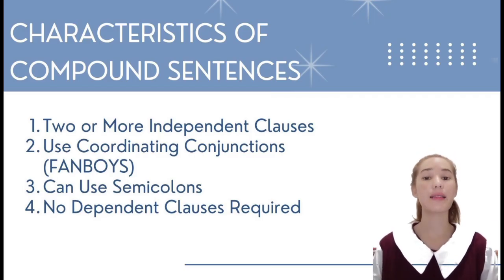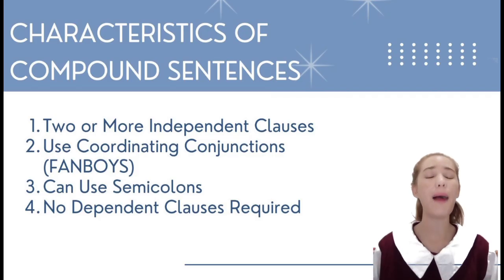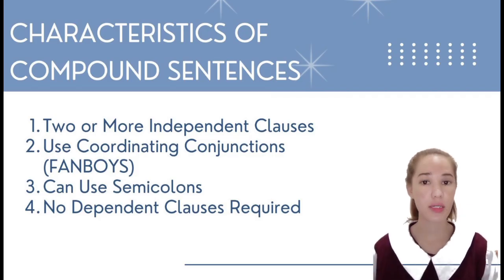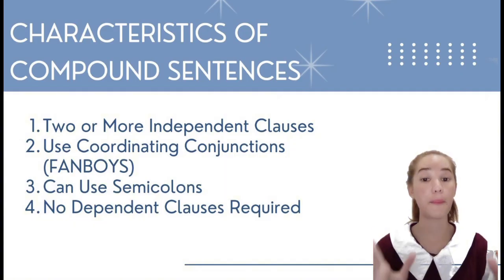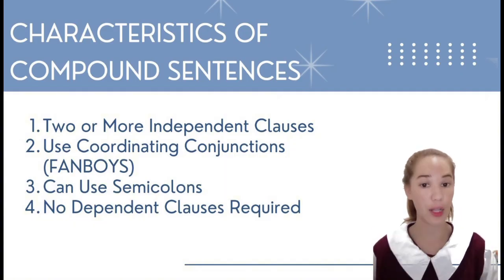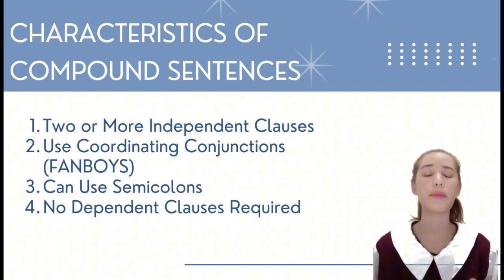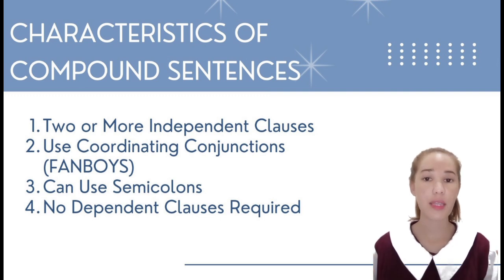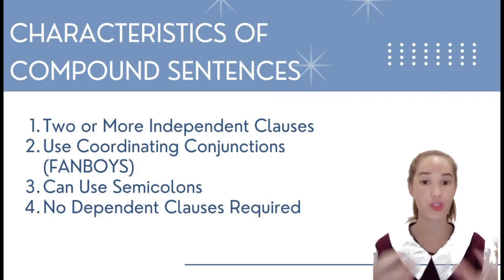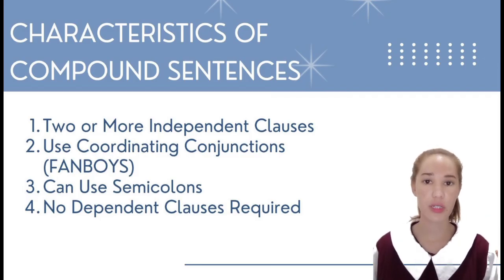Next, the second characteristic is that compound sentences use coordinating conjunctions to connect the independent clauses. We use a helpful acronym called FANBOYS to remember these 7 coordinating conjunctions. FANBOYS stands for: for, and, nor, but, or, yet, and so. Each of these conjunctions has a specific purpose.